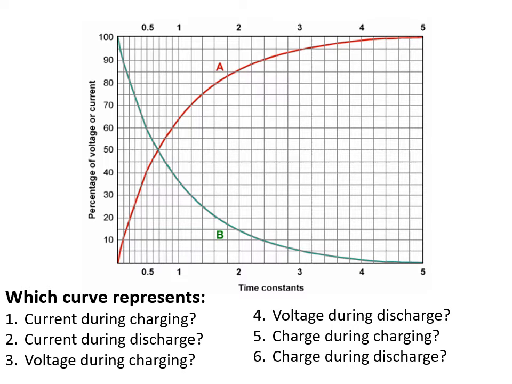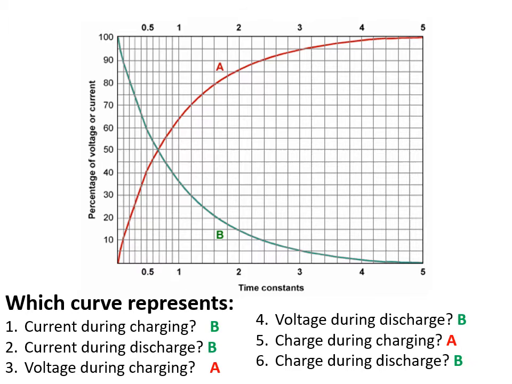Right, so there are two curves. The red line shows the increasing curve with time and the green line shows the decreasing curve. So you can pause this video and think about different scenarios. Which curve represents current during charge and discharge, voltage during charge and discharge, and charge during charging and discharging circuit? So pause this video and come up with your answer. You just need to tell me which graph, red or A or B, will fulfill the situation. So pause this video and come up with your conclusion.